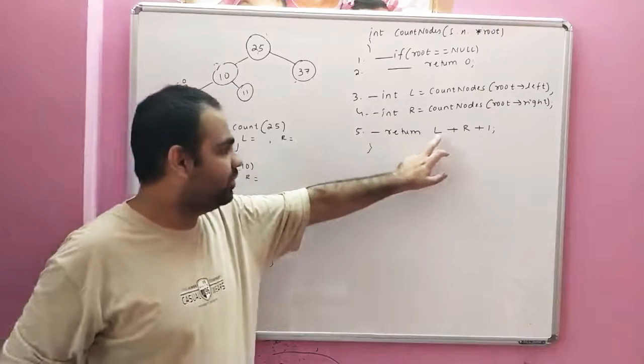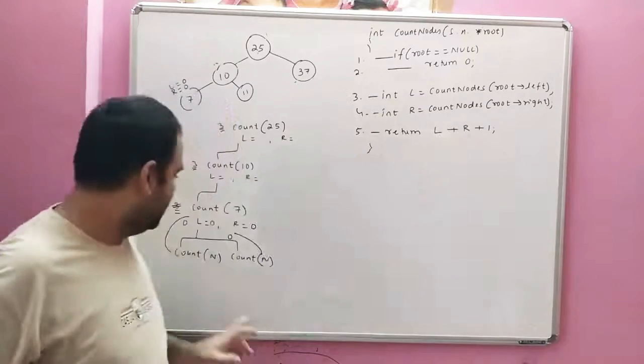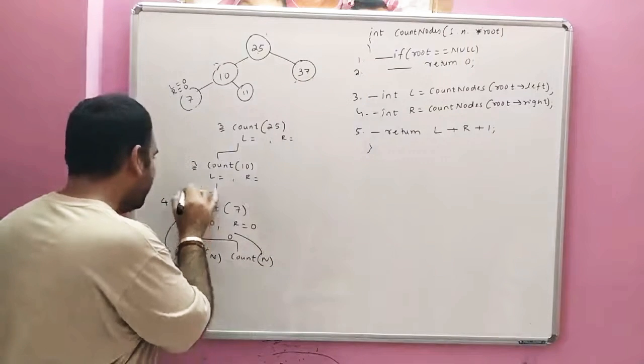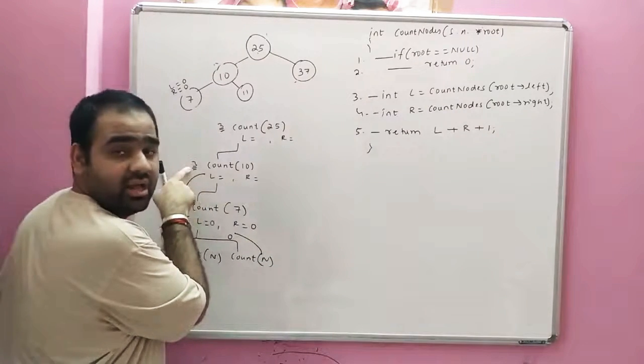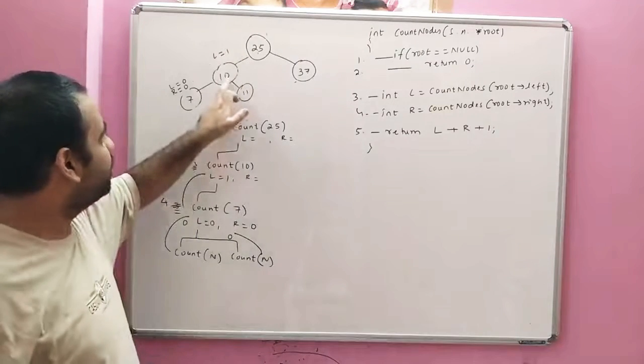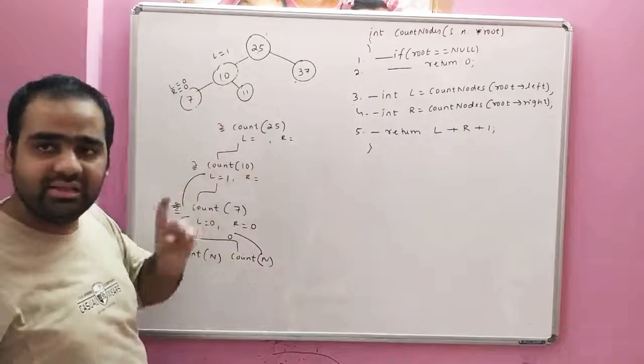Next, execute line number 5. Return L plus R plus 1. What is L? 0. What is R? 0. 0 plus 0 is 0. 0 plus 1 is 1. You return 1. Where do you return 1? To line number 3. Therefore L equal to 1. And what does it say? The number of nodes with respect to 10 on LHS are 1.